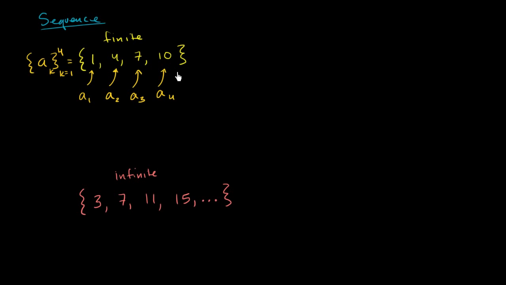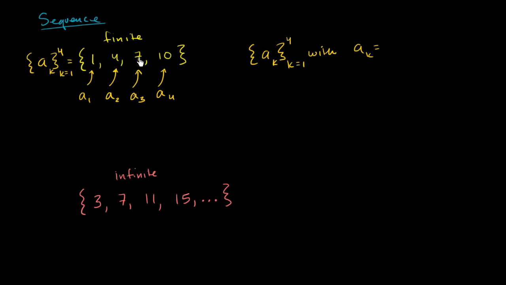Now, I could also define it by not explicitly writing the sequence like this. I could essentially define our sequence using a kind of function notation, or something close to function notation. So the same exact sequence, I could define as a sub k from k equals 1 to 4, with instead of explicitly writing the numbers here, I could say a sub k is equal to some function of k. So let's see what happens. When k is 1, we get 1. When k is 2, we get 4. When k is 3, we get 7.